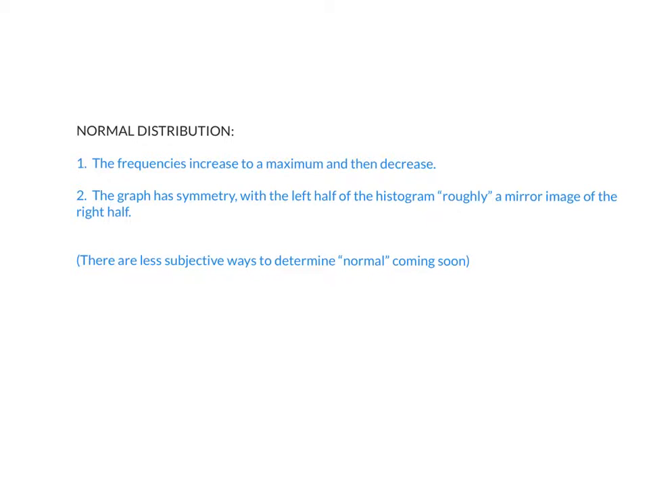Here are some characteristics of normal distributions. First of all, when you look at your picture, the frequencies increase to a max, then they go back down. The graph has symmetry, where the left half is roughly a mirror image of the right half. So it's going to peak in the middle, and both the left and right hand sides should be close to being mirror images of each other. Very rarely will it be perfect, but it could be. There's also less, and that's subjective. Somebody might look at one and say, gosh, that looks normal to me, and somebody else may say, I don't know. The good news is there are ways coming soon that you can determine if it's normal without having to be so subjective, just looking at a histogram.